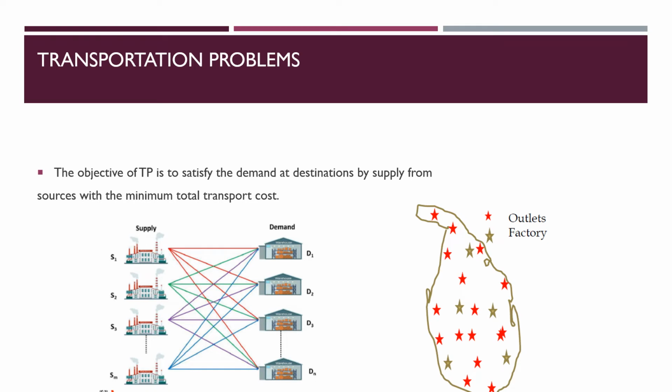The objective of the transportation problem is to satisfy the demand at the destinations by supplying from the sources with the minimum transportation cost. There may be several factories all around the country, but to supply it to the warehouse, we need to supply it with the minimum transportation cost. This transportation problem will enable you to find the minimum transportation cost to supply from the outlet to factory or the source to warehouse.